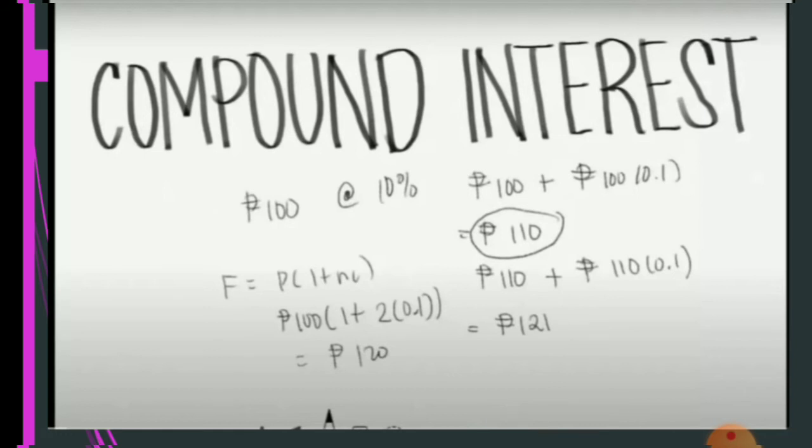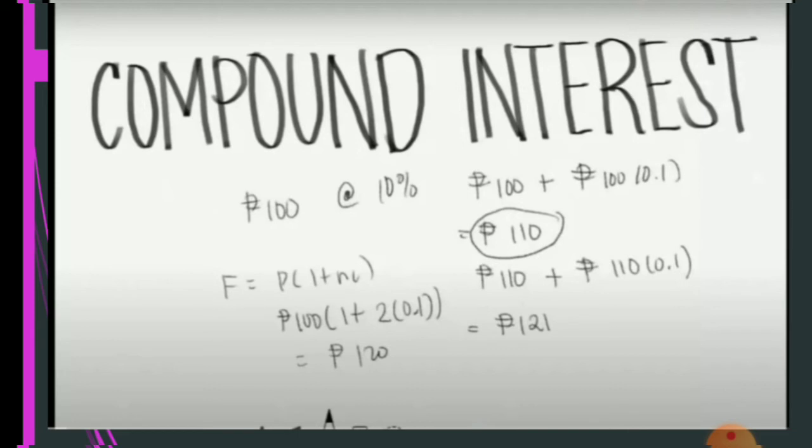So, kung hindi ko pa mabayaran ang aking utang, mababayaran ko pa siya sa 2 years. So, sa 2 years na iyon, 110 na ang aking principal. Kahit may tubo na, 110 pa rin. So, tutubuan siya ng 110 times 0.1, is equals to 11.